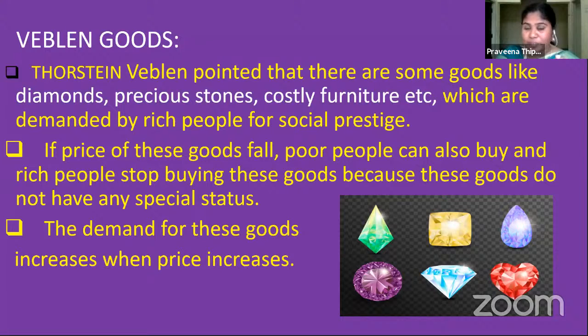Why? Because when the price of these goods falls, the poor people who were unable to buy earlier will now prefer to buy that commodity. In such a situation, the rich people don't prefer to buy, because they don't have any special status. That is the reason when there is a fall in the price of these precious goods, the demand will also be reduced.